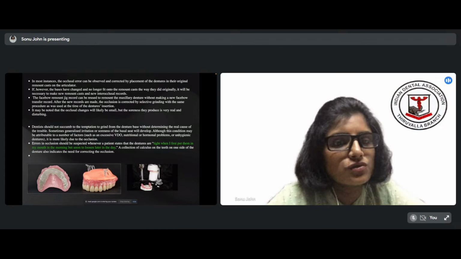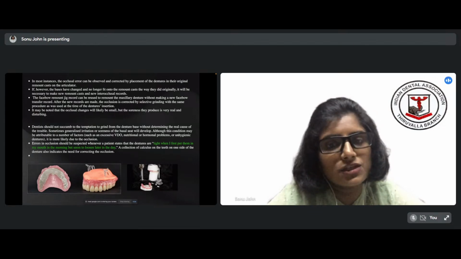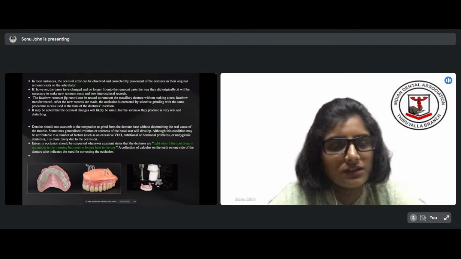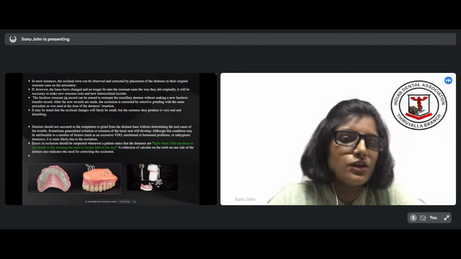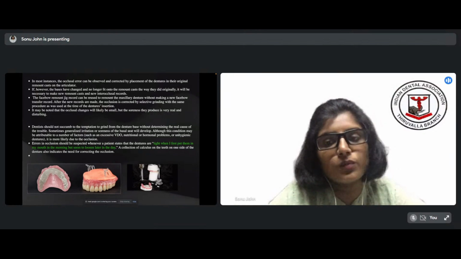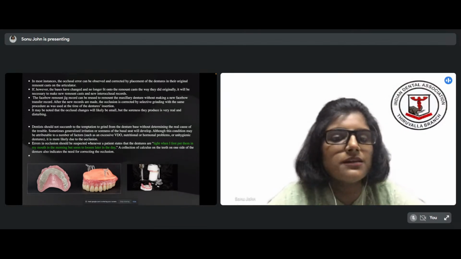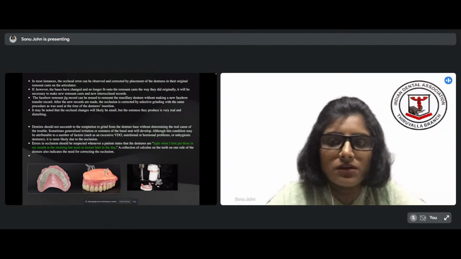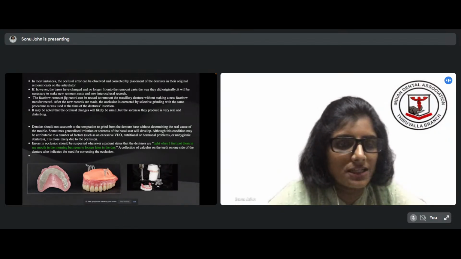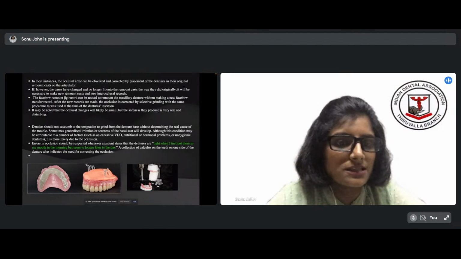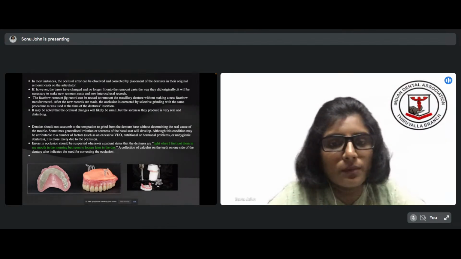So we as dentists should not succumb to the temptation to grind the denture base without determining the real cause or the real trouble that the patient is having. Sometimes generalized irritation or soreness of the basal seat would develop, although this condition may be attributable to several factors. You can have increased vertical dimension of occlusion, maybe some nutritional or hormonal problems, or an unhygienic denture. It is more likely that the issues the patients come back with are because of an improper occlusion.